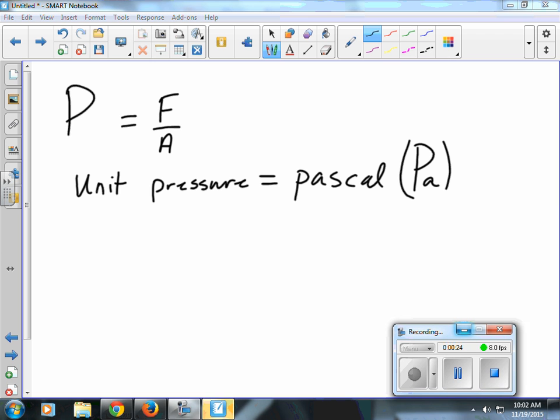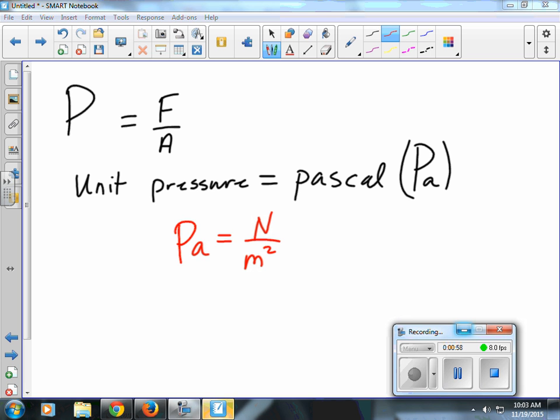What if we had, what does Pascal equal to? Over? Very good, yes, Sydney. If you forget that, look at the formula. What is the SI unit for force? Newton. What's the SI unit for area? Because it's what? Length times width. Meter times meter. Get it?